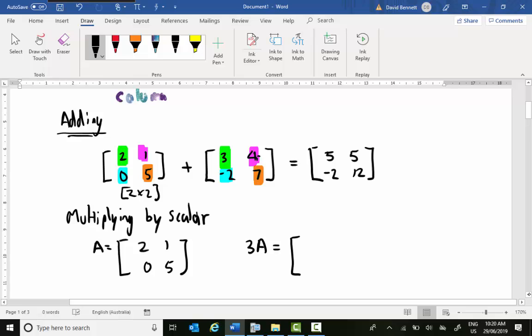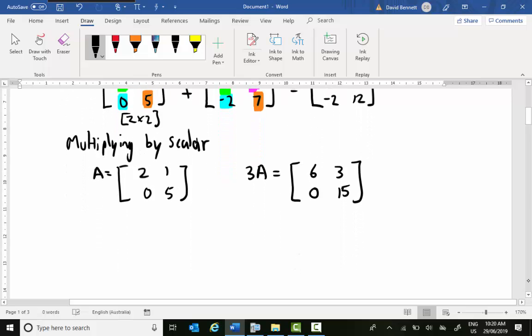Okay, so what's 2 times 3? Well, that's 6. What's 1 times 3? Well, that's 3. 0 times 3 is 0, and 5 times 3 is 15. Now, when you look at zeros in a matrix, they're great because what happens with them is they generally are zeros. All right, so that's a really good thing.